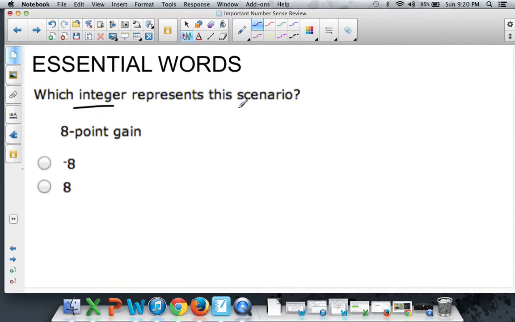Integer means number. Scenario is like a word problem or a situation that you have to be able to read and understand. An 8-point gain. What does the word gain mean? It means you get something. So -8 or 8? 8. This seems easy, but it's the building block you need to understand future word problems that talk about positive or perhaps negative integers. Let's move on.